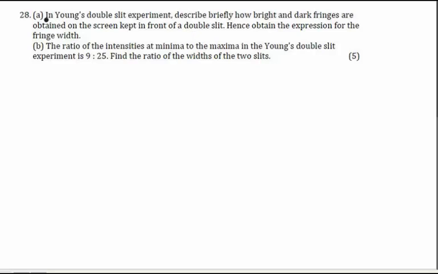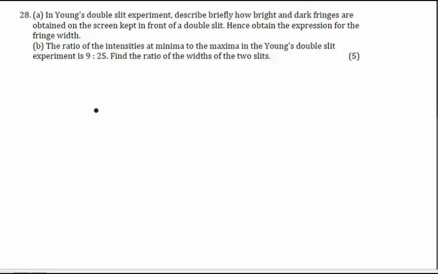Dear students, in this example, part 8 is given in the YDSE, that is Young's double slit experiment. Describe briefly how bright and dark fringes are obtained on the screen kept in front of a double slit. Hence, obtain the expression for the fringe width. Now, let's concentrate on the first question. First, let's answer how bright and dark fringes are obtained.